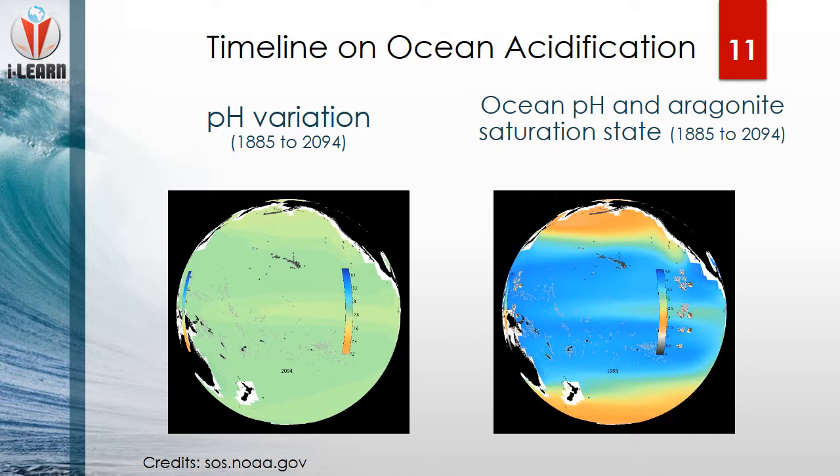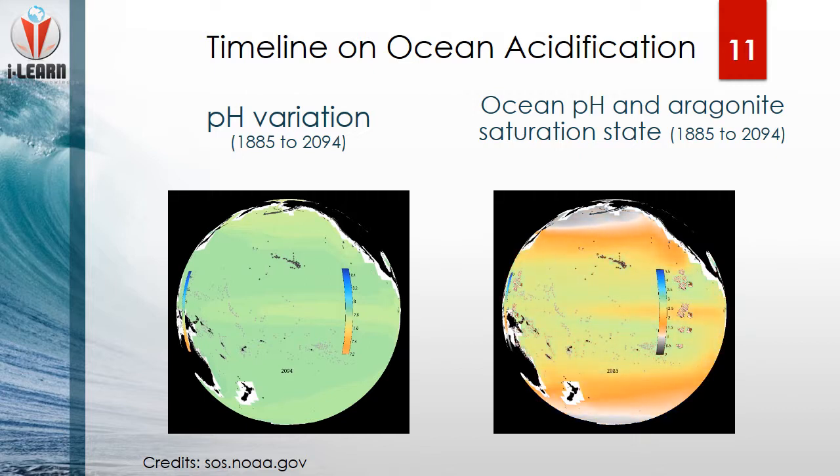Likewise, even a 0.1 drop in pH leads to a big impact on our society and our ecosystem. It totally damaged our whole ecosystem. So here you can see the ocean pH and aragonite saturation rate state between 1885 and 2094.